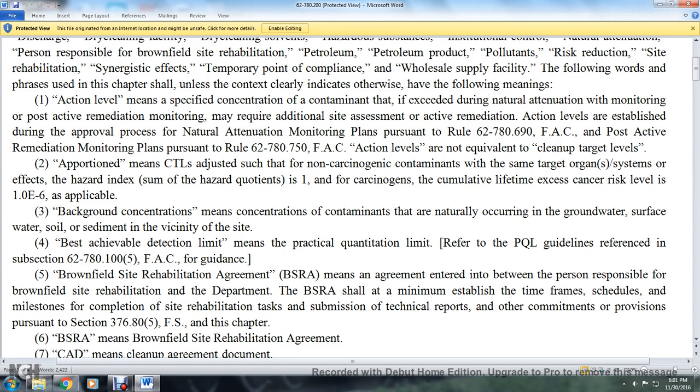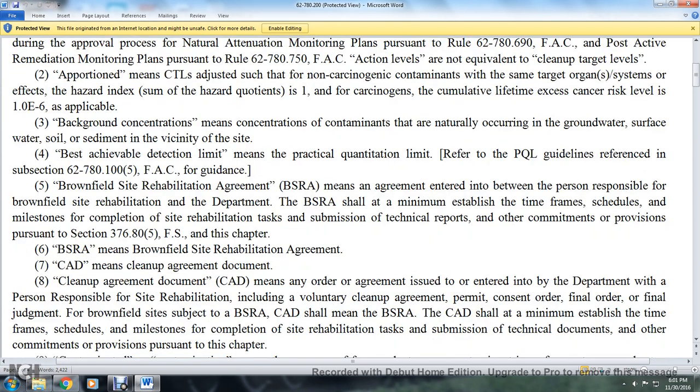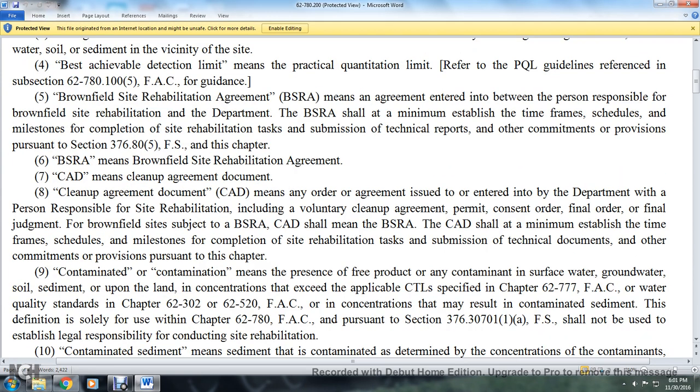BSRA is the Brownfield Site Rehabilitation Agreement. CAD is the Cleanup Agreement Documentation. Cleanup Agreement Documentation means any order or agreement issued or entered into by the Department with the person responsible for the site rehabilitation, including a voluntary cleanup agreement, consent order, final agreement, or final judgment, for a brownfield site that is the subject of the Brownfield Site Rehabilitation Agreement, and the completed cleanup agreement documentation should meet the Brownfield Site Rehabilitation Agreement. The cleanup agreement documentation at a minimum establishes time frames, schedules, and milestones for completion of site rehabilitation tasks, submission of technical documents, and other commitment provisions pursuant to this chapter.